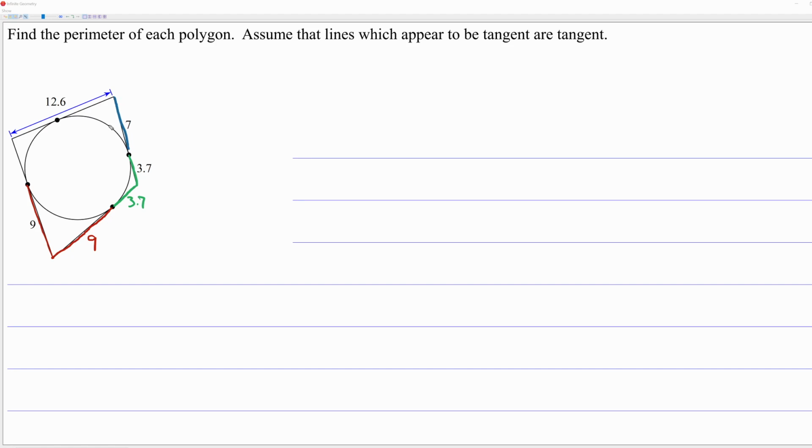This tangent is 7. That means this tangent is also 7. And now I don't know either one of these two tangents, but since I know this entire side is 12.6, what we can say is, well, 12.6 minus 7 gives us this tangent, which is 5.6. And if this tangent is 5.6, it means this tangent is also 5.6. So now I know all of these tangents, add them all up, and that's the perimeter of that polygon.